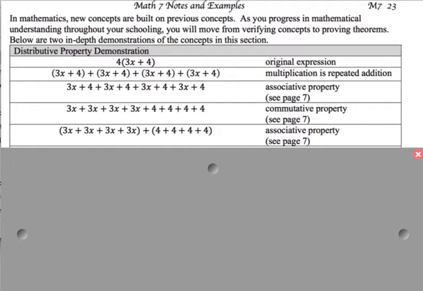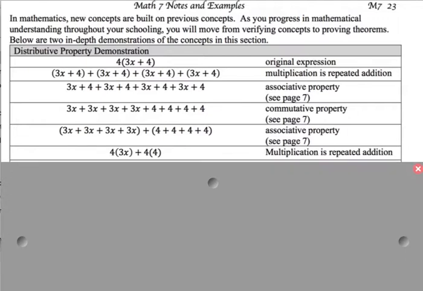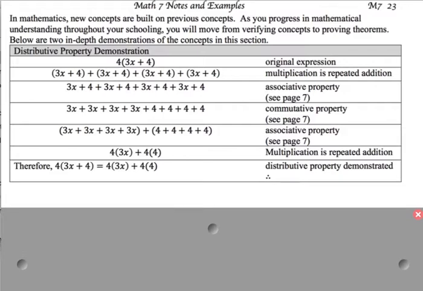And once I've associated them, I'm going to use the definition of multiplication. 3x added 4 times is 4 times 3x. And 4 added 4 times is 4 times 4. And then that is the demonstration there. So you can see that we started with 4 times parenthesis 3x plus 4, and we ended with 4 being multiplied by 3x and 4 being multiplied by 4.